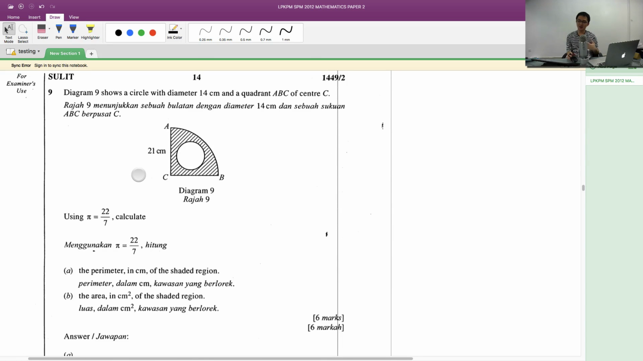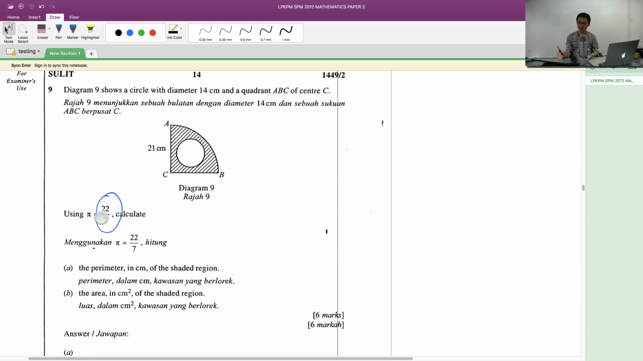Diagram 9 shows a circle with a diameter of 14 cm and a quadrant ABC with center C. Using pi as 22/7, to get the perimeter of the shaded region, basically you will need to find the perimeter of the whole sector plus the circle.